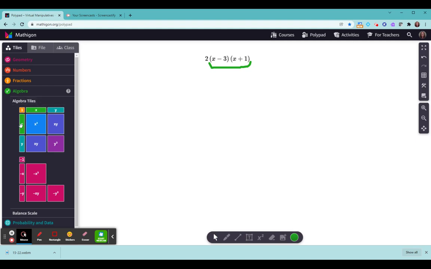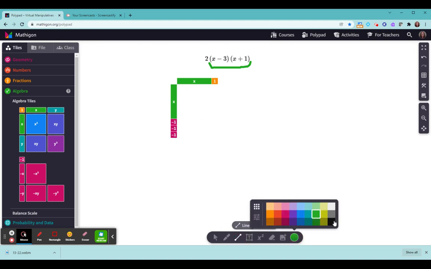So we have x take away 3. So we have 1x and 3 negative 1 tiles. So we have x take away 3 times x plus 1. This is how we set it up when we're setting up algebra tiles to multiply.